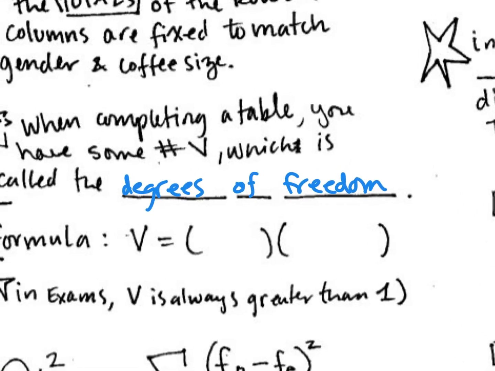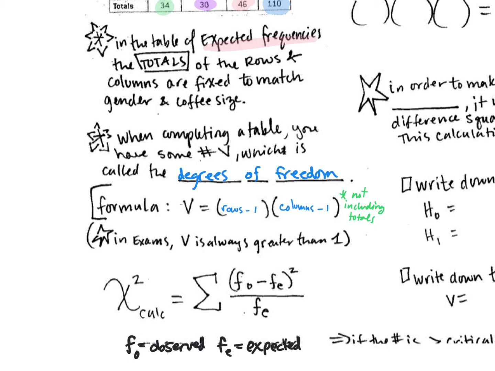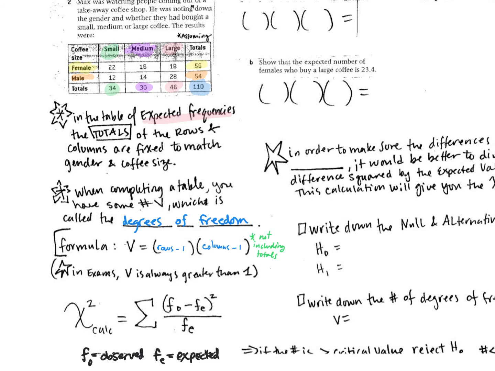I'm going to zoom in because I'm going to write small. So V, the degrees of freedom, is the rows minus 1, do an American one for y'all, times the columns minus 1. One thing: do we include the totals? No, we do not. Not including totals. In exams, V is always greater than 1. That should make a little bit of sense. But okay, we're going to do that in a second.